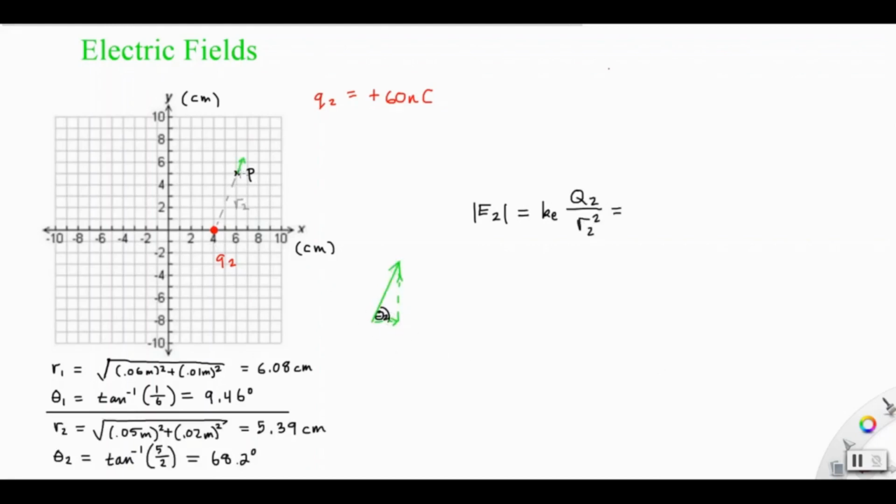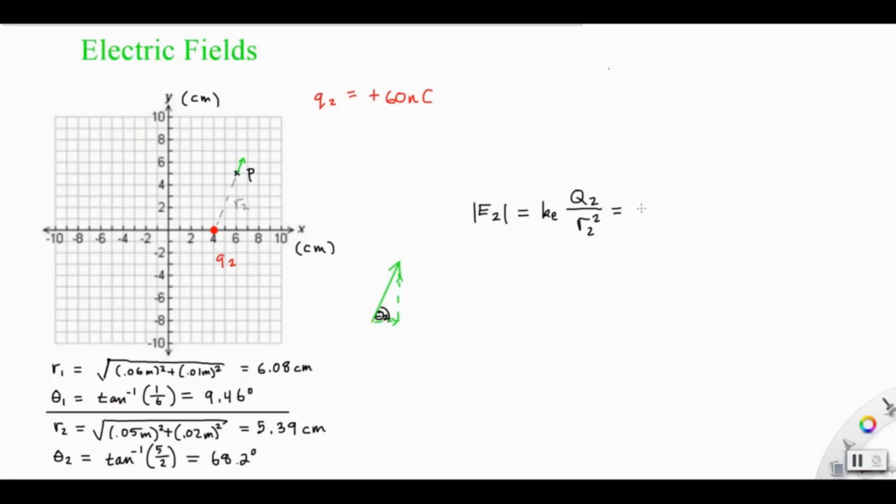I have the arrow that is represented. Notice that it's smaller than the previous arrow. I have my R2 drawn from my charge Q2 to the point P. And I've already calculated the radius from charge 2 to the point of interest by using the Pythagorean theorem and our 5 vertical versus 2 horizontal. And I've already calculated the angle as well. So it's the same process we did before.